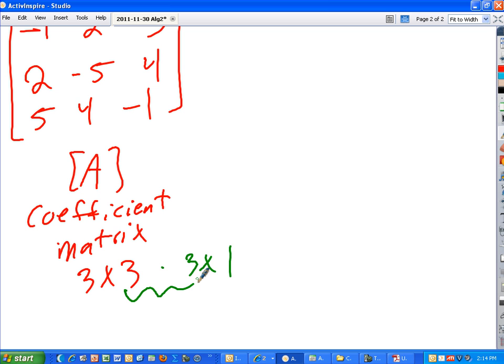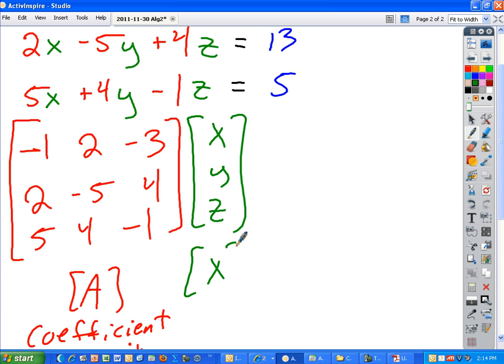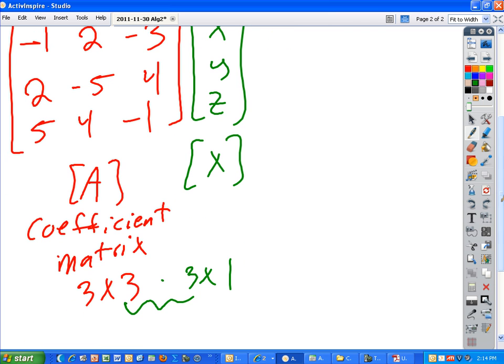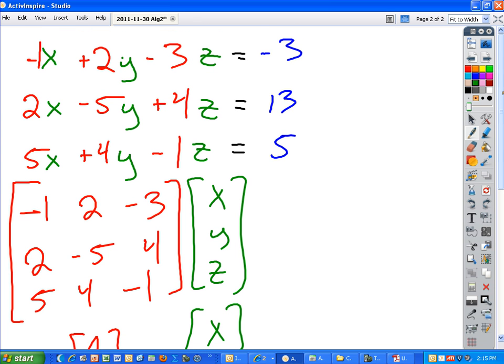Now, a 3 by 1 is a column matrix. That's a single column, three rows and one column. So here's what it's going to look like. Right? And that's what we call the variable matrix. And we're going to call it capital X, just like we did before in the examples we looked at yesterday. And we just looked at it a few minutes ago. Okay, so now, does it make sense that the product of those two matrices is going to give us back all this stuff up here? Okay, look, I'm going to show you that it does. It may not look that way at first, but it really does.